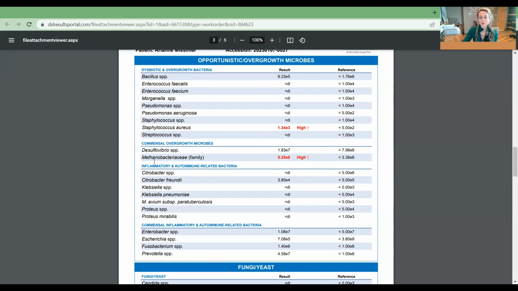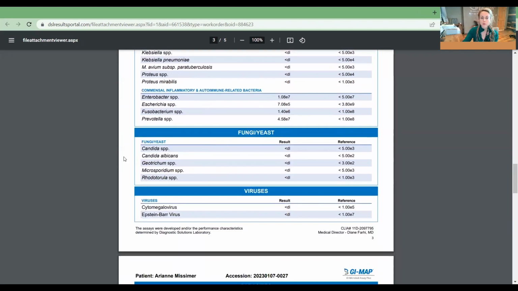This Methanobacterioceae, this is considered a more methane producing bacteria. So this is highly correlated with constipation and bloating for sure. So then we also can see on the stool test, which is really powerful, is that we can see if there's candida. This is not the only test to test for candida. We do look at other tests such as an organic acid test that will give us a lot more insight.